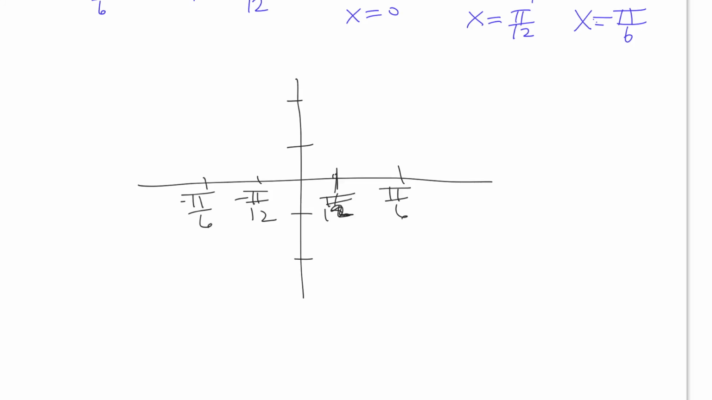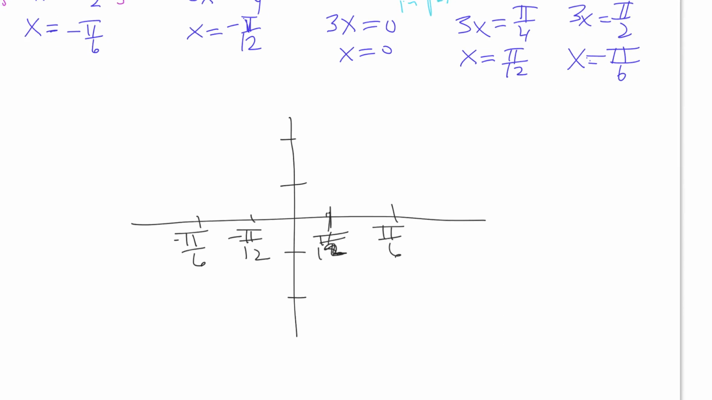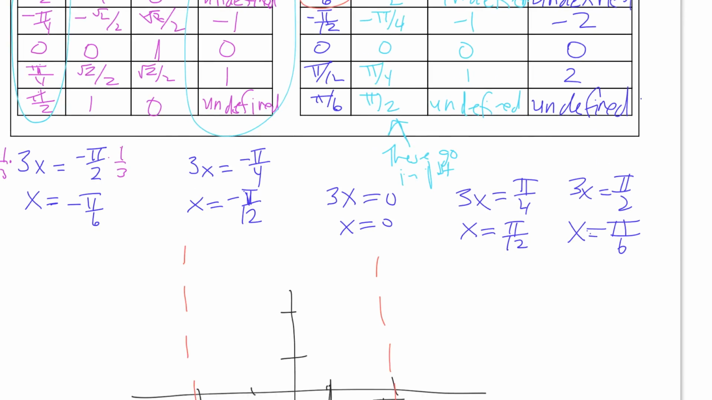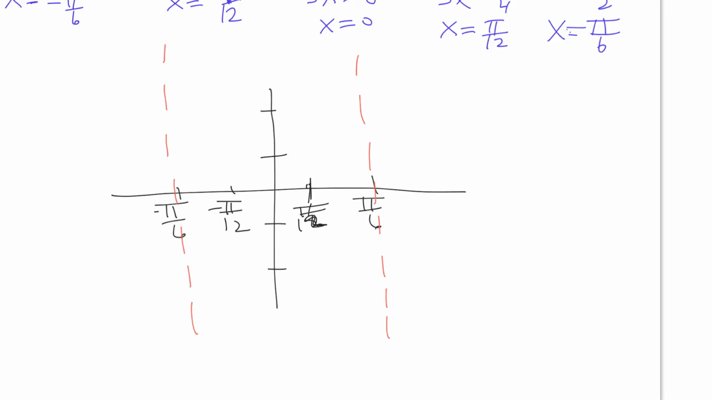And if we take a look at our graph here, negative pi over 6 and positive pi over 6 were undefined. Those are our asymptotes, so let's start there. At negative pi over 6 and positive pi over 6, those are our asymptotes. Then at negative pi over 12, we have negative 2. So negative pi over 12, negative 2. Looking back at your table, you should see that you also have the point 0, 0. And looking back one more time, you should see you have the point pi over 12 and 2.